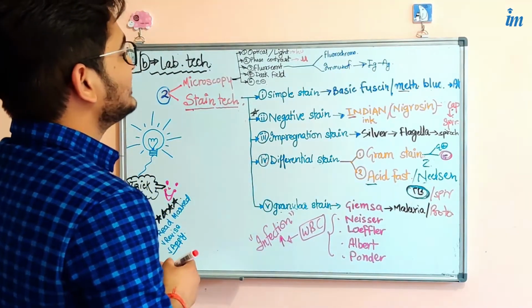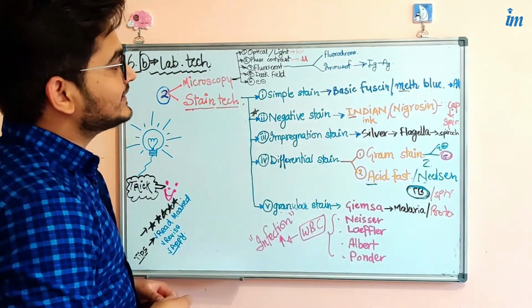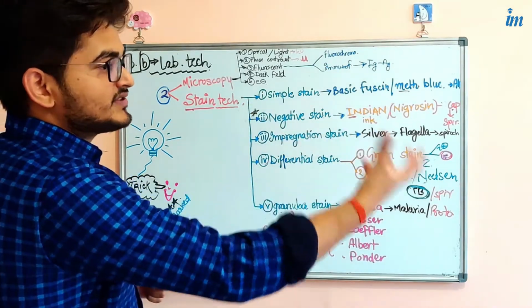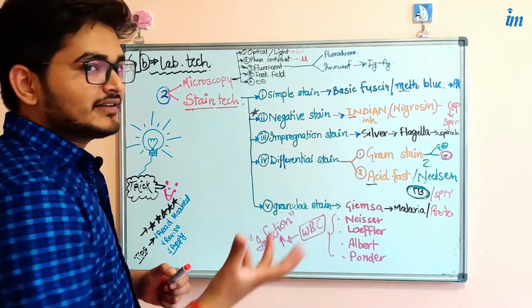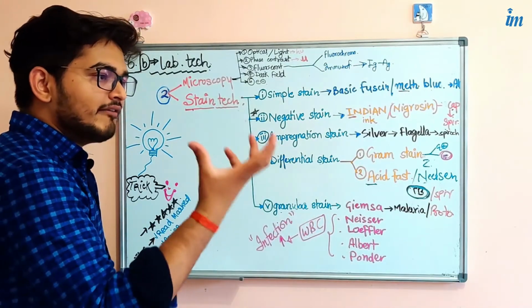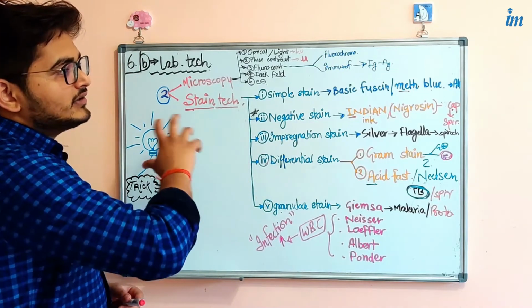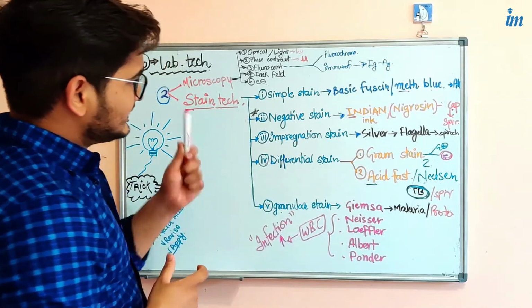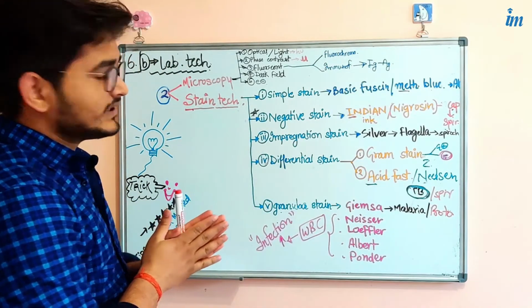The first one is simple stain. The name itself says it is simple because there are not lots of staining dyes and complex methods used. You can simply use a compound microscope with a simple kind of stain, and then you will get the result.